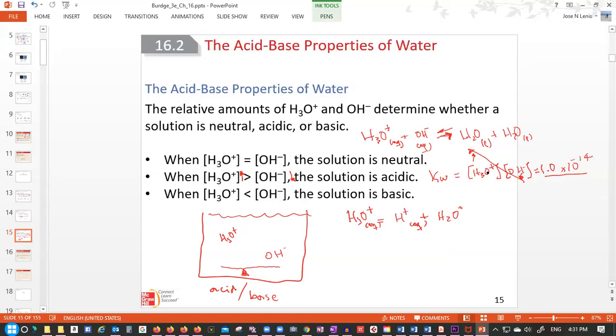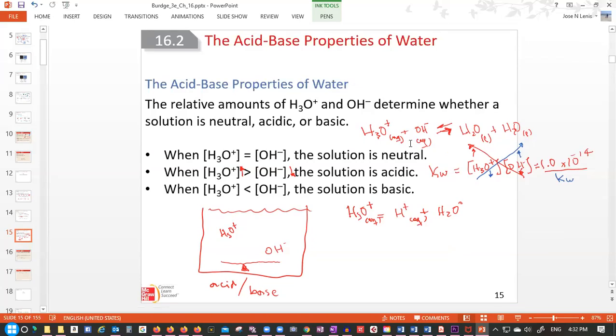For a basic, we have this. This goes up, this concentration on the expression goes up, and this needs to go down by the same proportion in order to keep this number constant. This is called Kw, water dissociation constant. All right, so that's how we analyze, we use Kw.